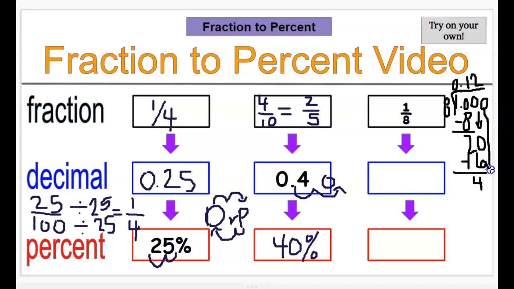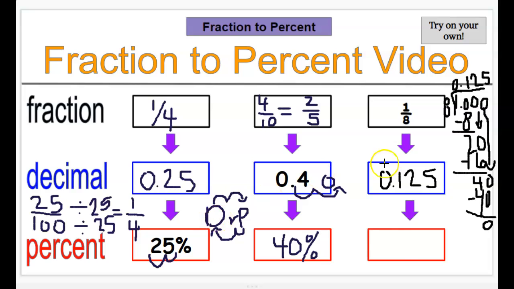Okay, so I'm going to keep going and bring that down. Well, I know 8 goes into 40 5 times. This is where it's really important to know your math facts. When you are doing division, it's just the reverse of multiplication, so we have to know those math facts. So 0 in 125 thousandths.